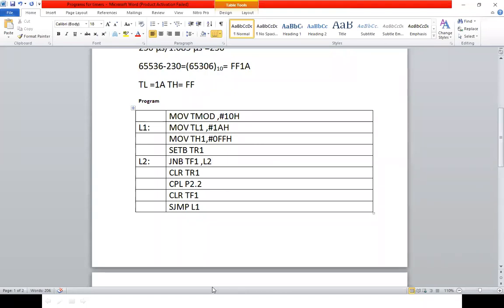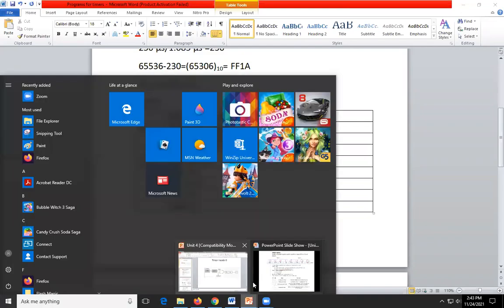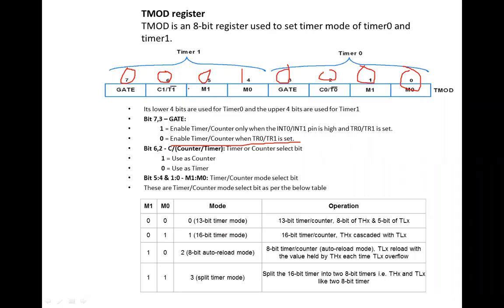We are discussing the next programming. We have to use timer 1, so timer 0 is not used. Okay, 0 1 means we have to use the whole 16-bit mode, the whole TL and TH for the counting purpose. This timer is not used because it is 0 0. So after this, the value of TMOD is 10.